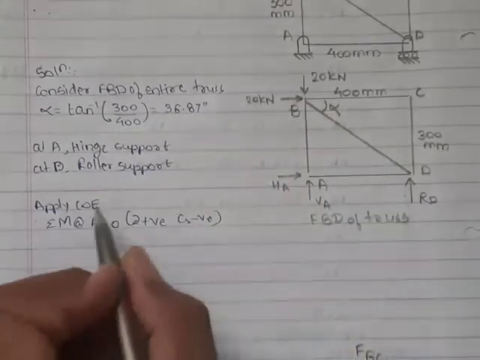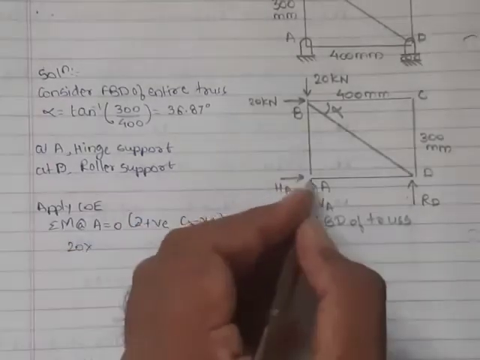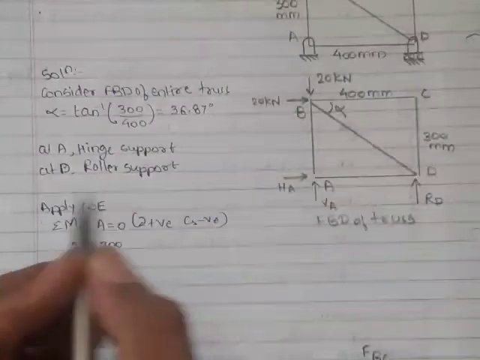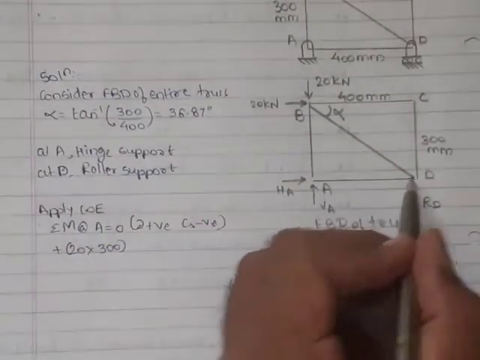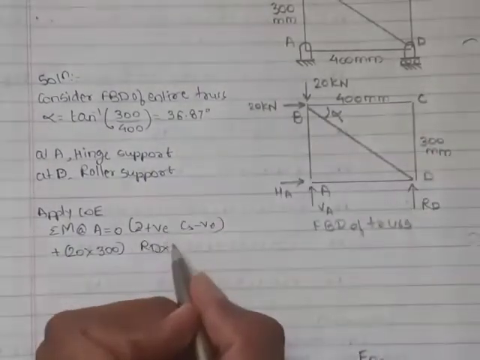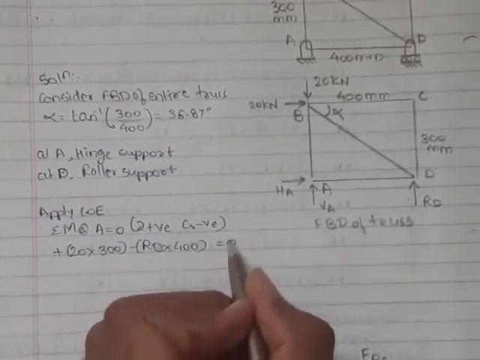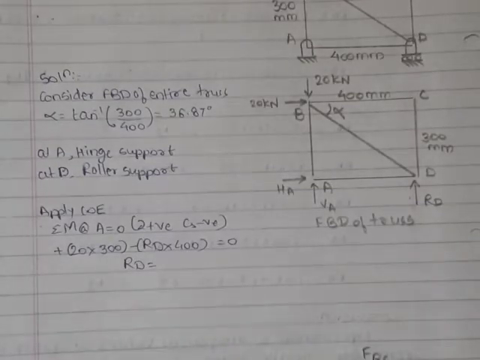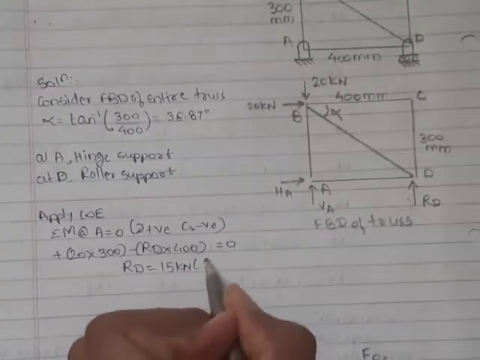We'll take this 20 kilonewton. It is acting at perpendicular distance 300 and is going to create a clockwise movement about point A. So plus. Now this RD is acting at perpendicular distance 400 from A. It is going to create anti-clockwise movement, so minus equal to 0. We get value of RD which comes to be 15 kilonewton. Positive value means assumed direction upward is correct.